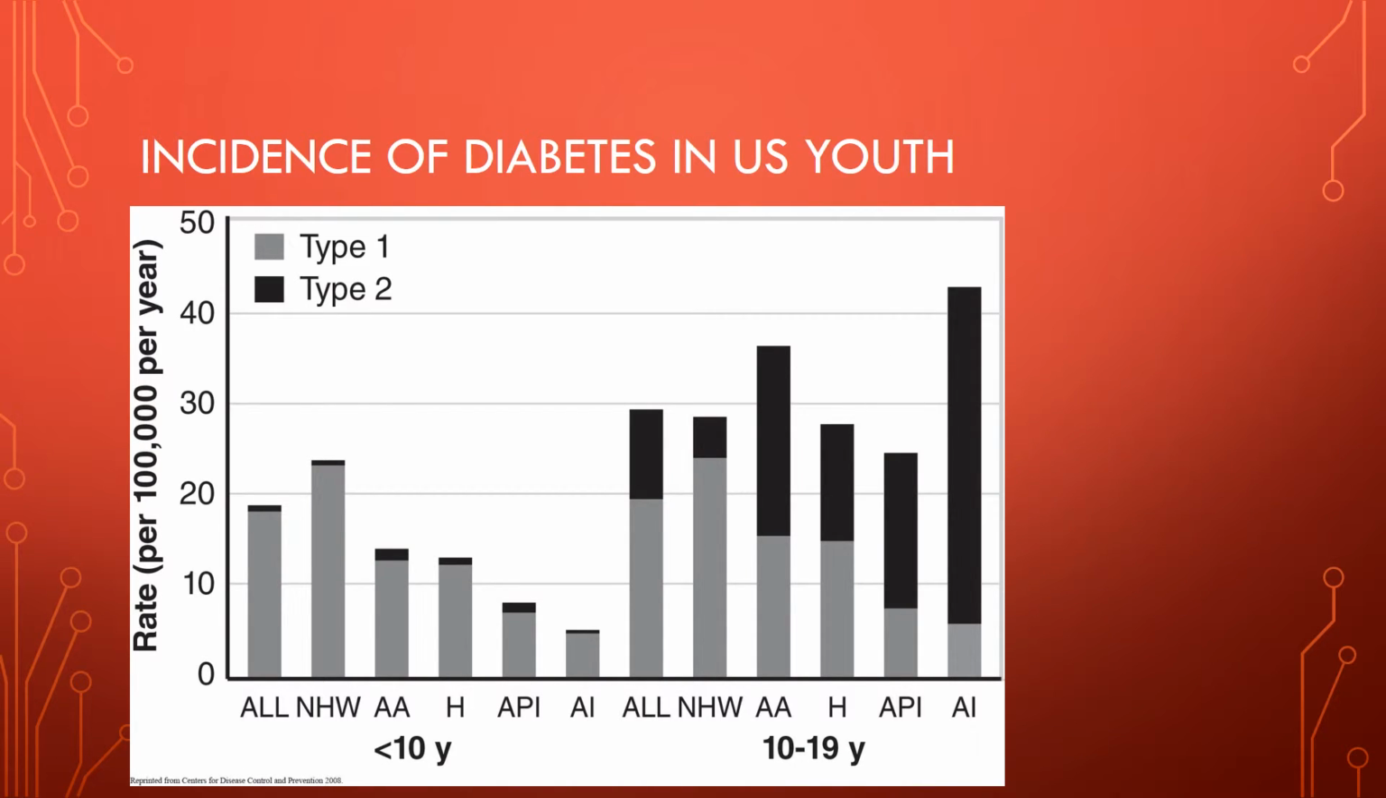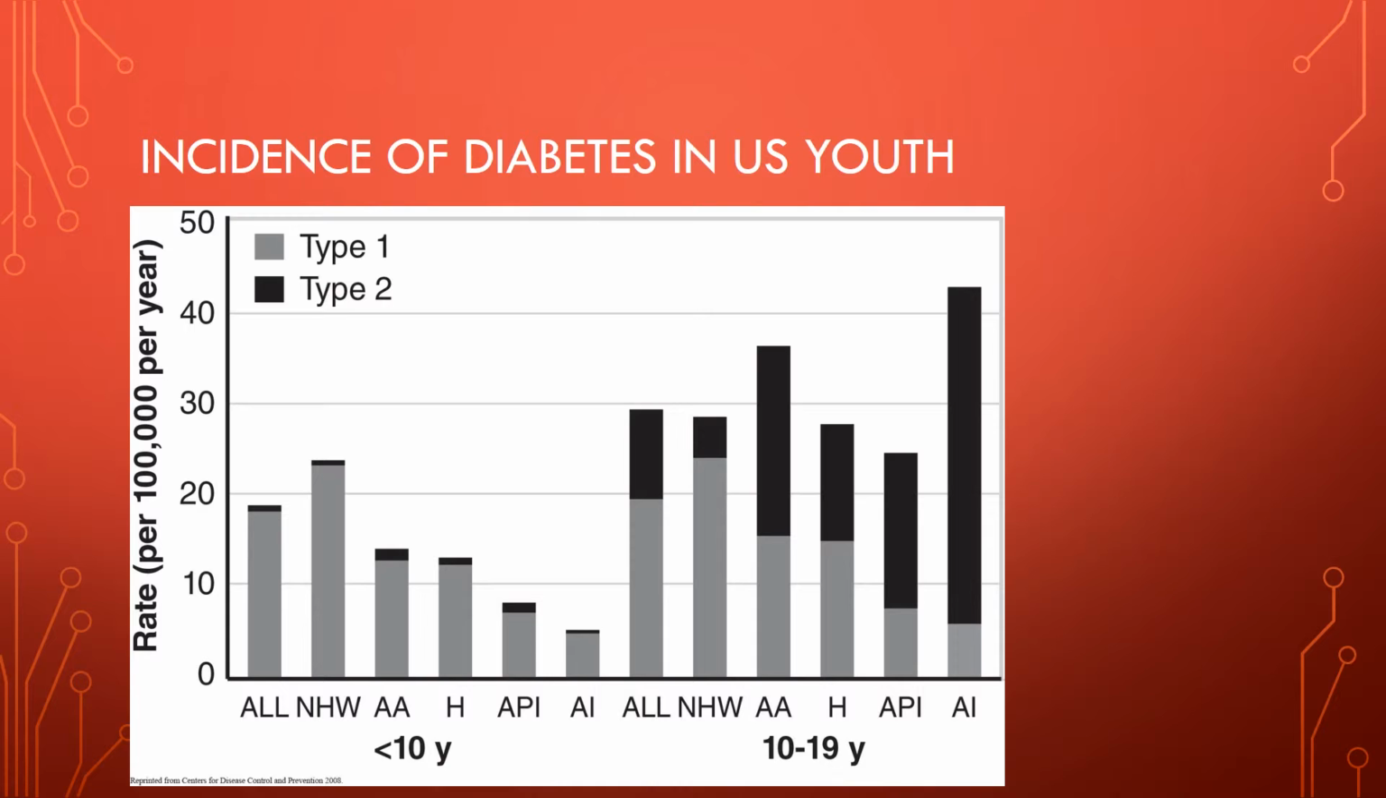In youth, the prevalence is increasing. So on the left-hand side of the x-axis, you see youth under age 10, and so you're looking at all non-Hispanic white, African American, Hispanic, American Pacific Islander, and American Indian. Those are the different groups that are labeled on the axis. And type 1 is indicated with a gray bar, and the black bars are type 2 diabetes.